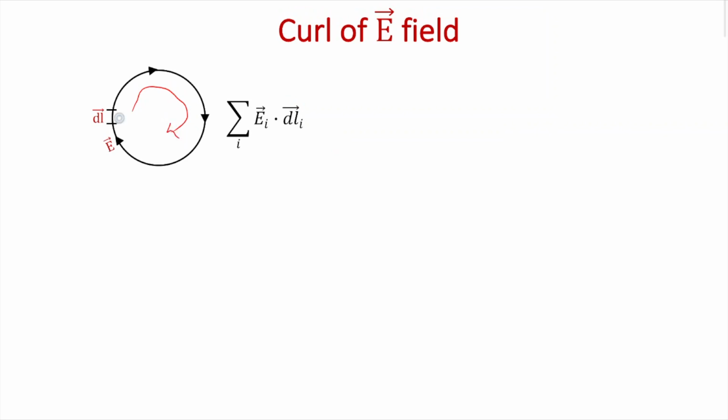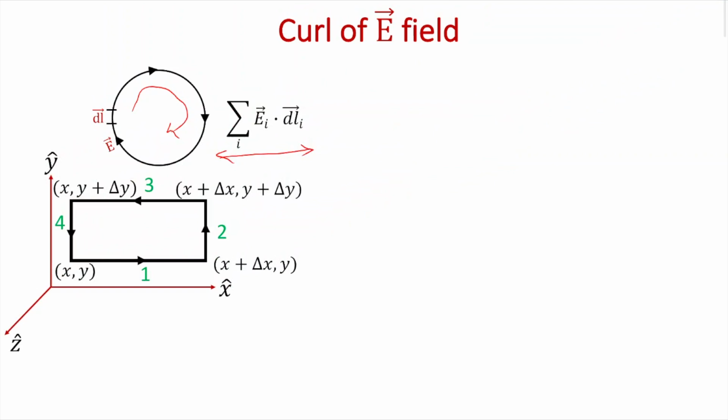So now let's see what curl actually means and what it is about. Just imagine you have an electric field which is circulating around, and then you have a distance dl on this circle. Then we want to calculate E dot dl for all of the small lengths, all of these dl's, and you add all of these dl together, and we're gonna get E dot dl for the whole circle.